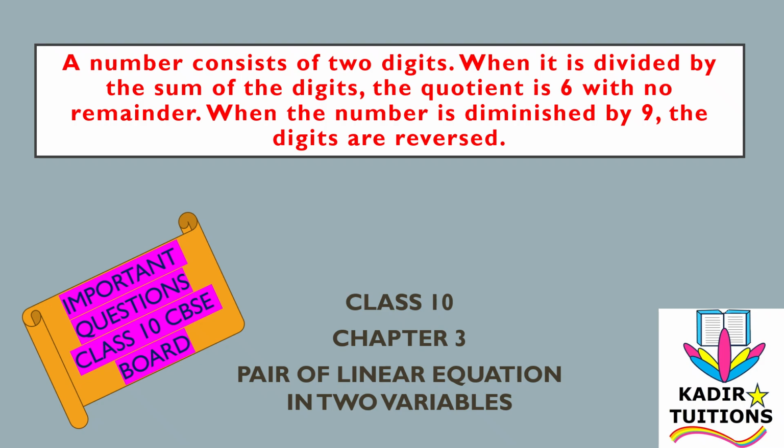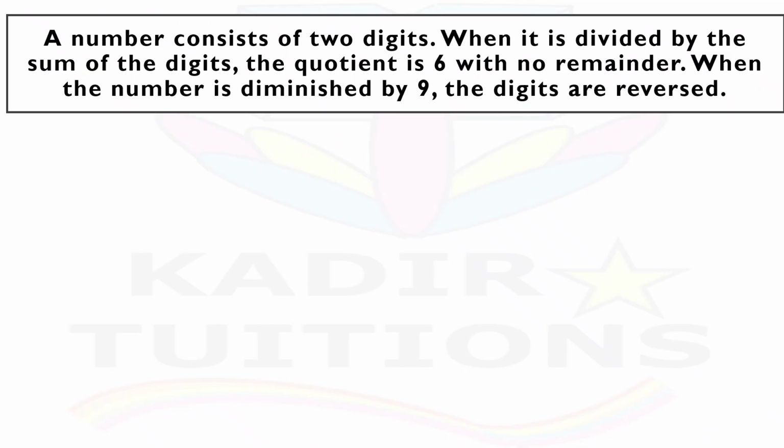In this video, we are going to see a problem belonging to linear equations in two variables. Let's look into the problem. Here, a number consists of two digits. It is given, it's a two-digit number. When it is divided by the sum of the digits, the quotient is 6 with no remainder. When the number is diminished by 9, the digits are reversed. So we need to find what that number is. That's what the question is.